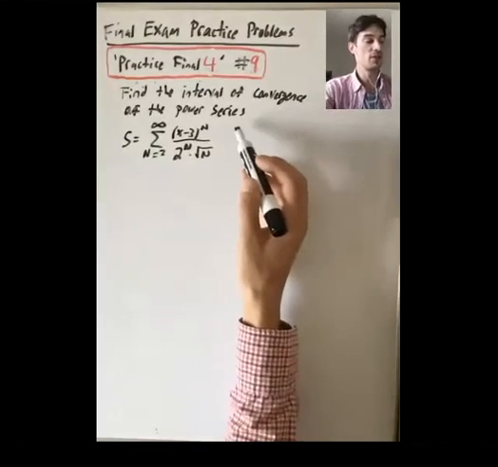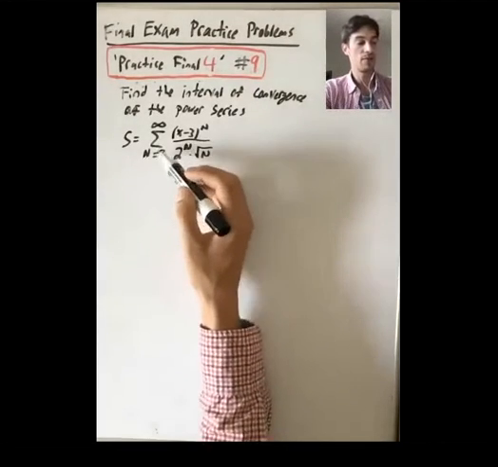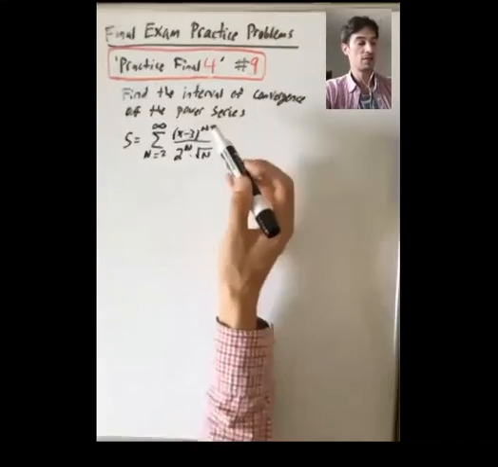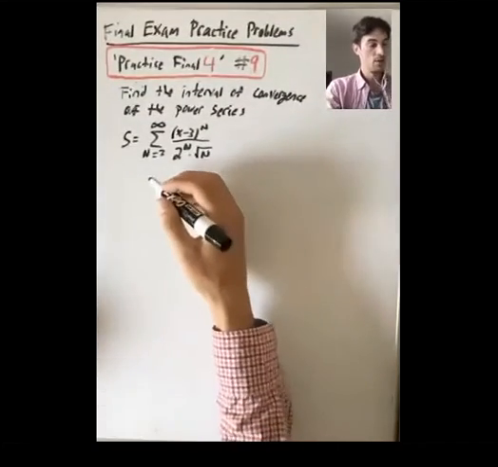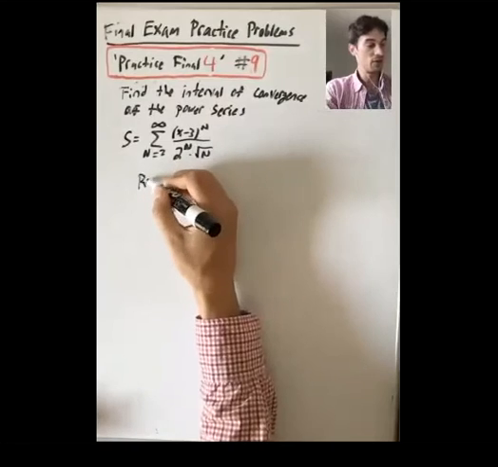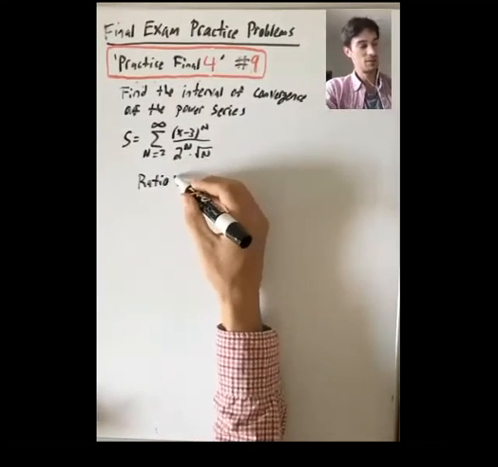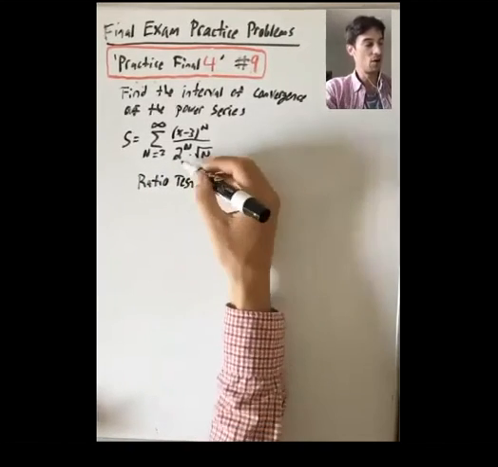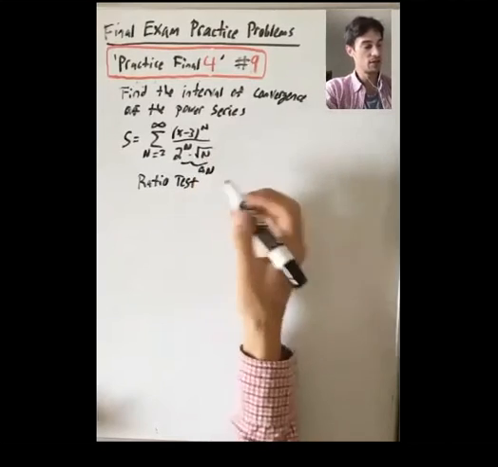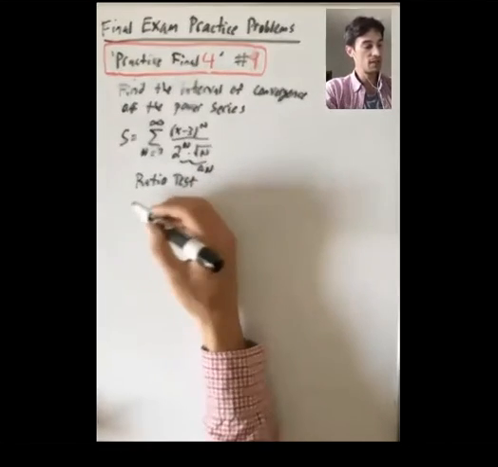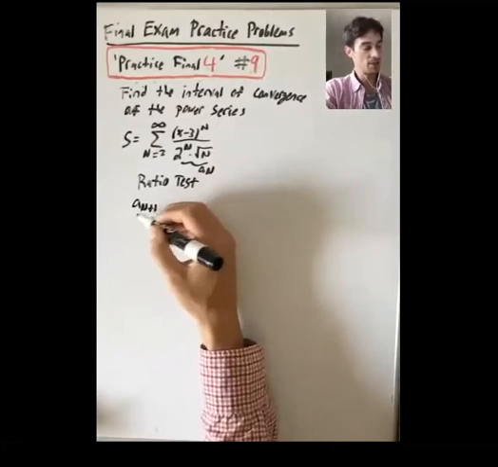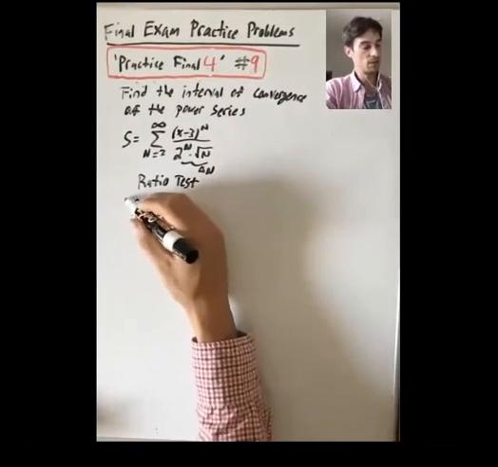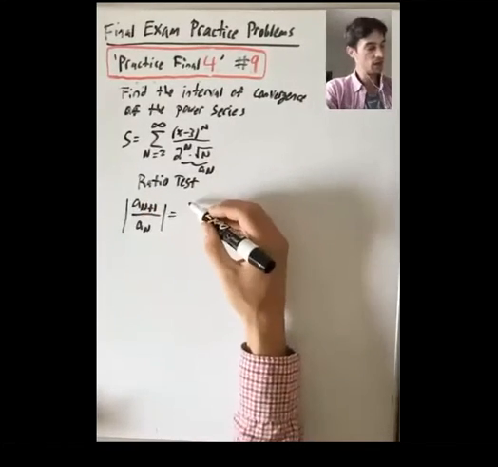Find the interval of convergence of the power series, the sum from n equals 2 to infinity of (x minus 3) to the n over 2 to the n square root of n. Well, how do we do these find the interval of convergence problems? The first step is always the ratio test. So here's a_n. And our goal is to say something about the limit of the absolute value of a_n plus 1 over a_n. So what does that look like?